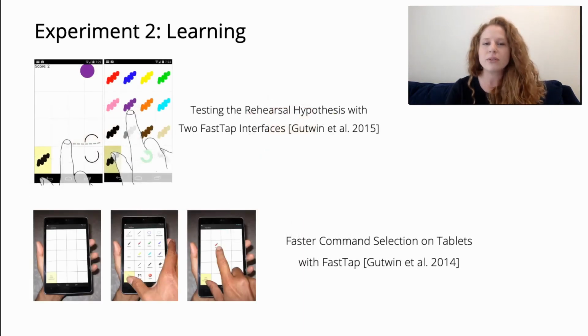We drew inspiration from Gutmann et al.'s FastTap, which is a grid-based spatial interface in which commands are located in grid cells, and a grid cell is tapped to pick the command, and then it is executed. We also had to have some way to teach people where commands were, and we again drew inspiration from Gutmann et al. with follow-up work that they did on FastTap, where they made a game to teach people commands.